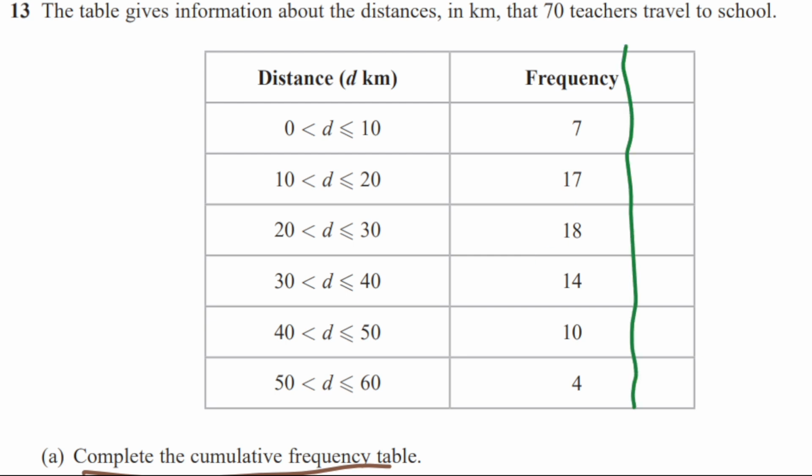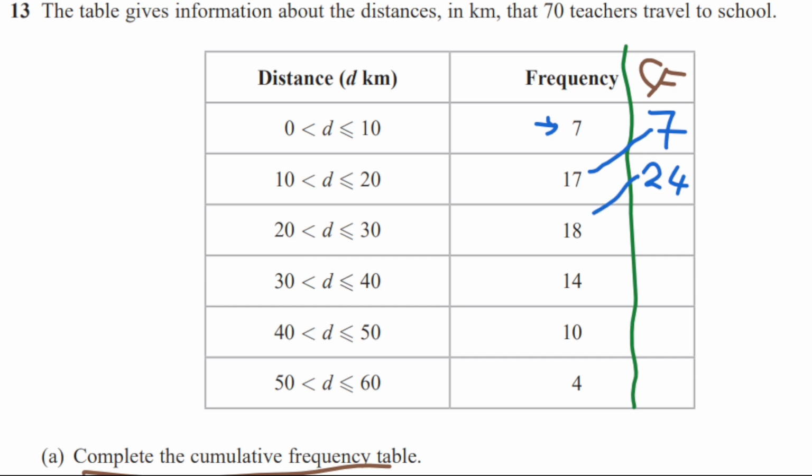So this part here will have the cumulative frequency. How to do the cumulative frequency is you first write the first number. The 7, I'll just copy it here. And then we add these. 7 plus 17 is 24, isn't it?